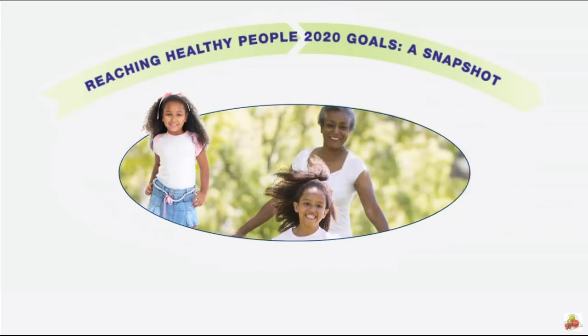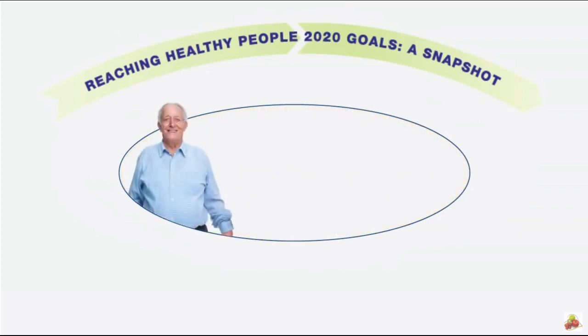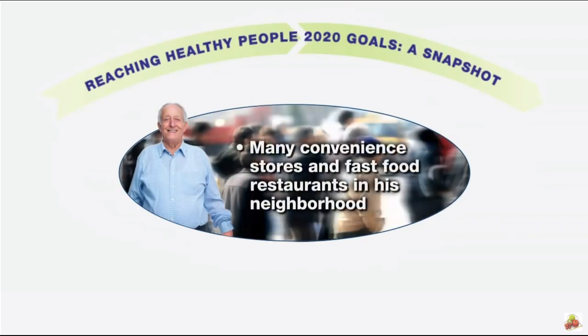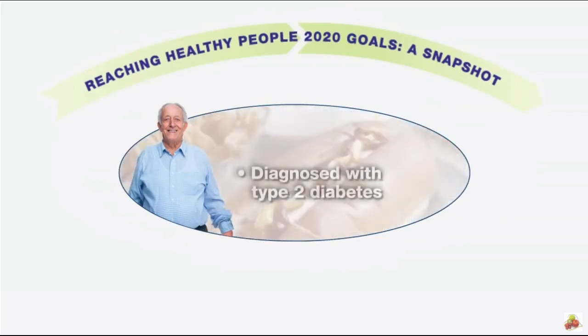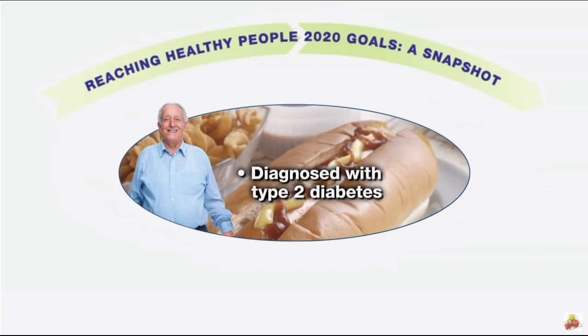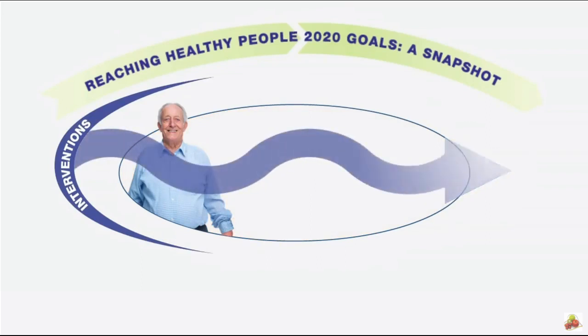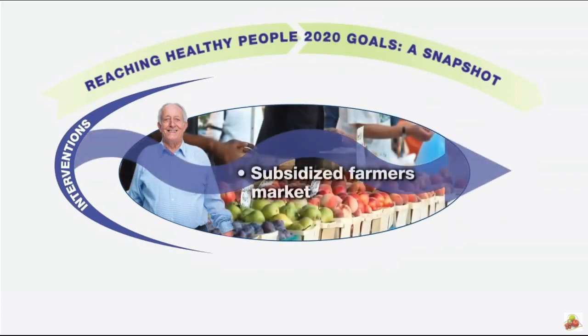Let's look at another example. Meet James, a 76-year-old Caucasian man. James lives in a low-income neighborhood surrounded by convenience stores and fast food restaurants. James has to take the bus to get to the closest grocery store. Diabetes runs in his family, and James was recently diagnosed with type 2 diabetes. What type of intervention may benefit James? How about a subsidized farmers market within walking distance to James' apartment?